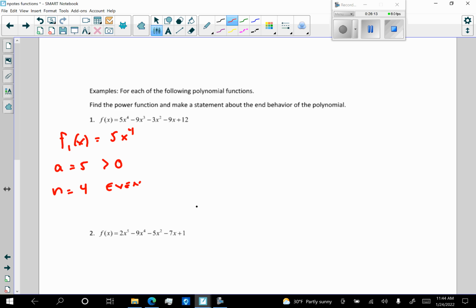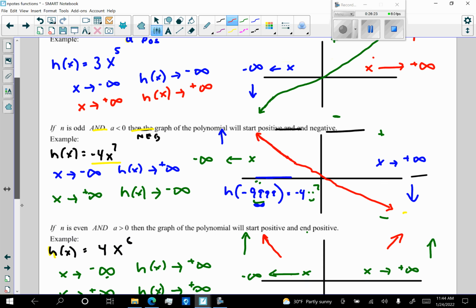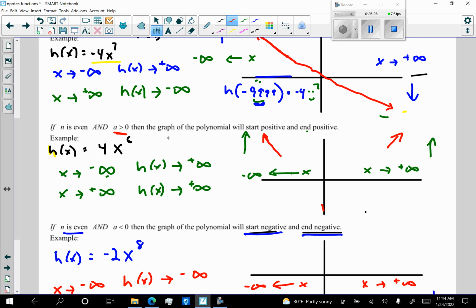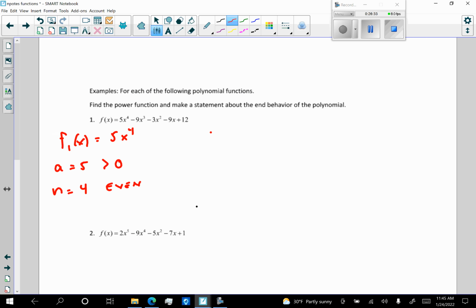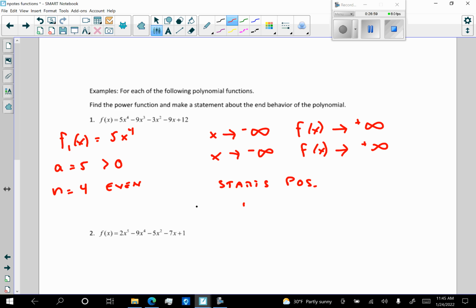So if I go back, now I know what's going to happen. That guy is going to start positive and end positive. Why? Because of this rule right here. I have n is even and a is positive. The graph starts positive, it ends positive. So here's the statement that I'm going to make. As x goes to negative infinity, the function f of x goes to positive infinity. So this thing is going to start positive, and it's going to end positive.